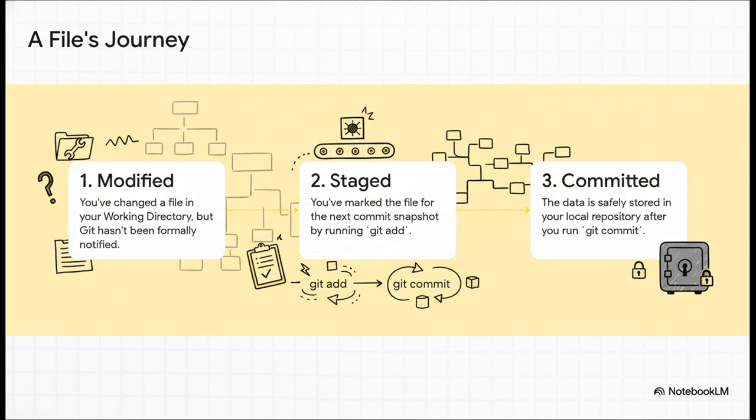Then you run git add. This moves that file to the staged state. Think of this as putting something in a box, getting it ready for shipping. You're telling Git, okay, this exact version of this file is what I want in my next snapshot.